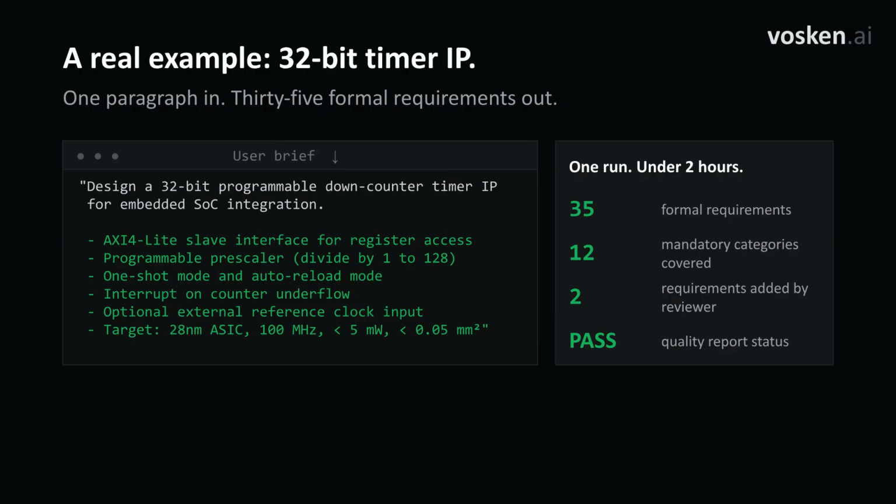For a real 32-bit timer IP example, one paragraph of user brief resulted in 35 formal requirements in under 2 hours. The review agent automatically added 2 requirements missing from the original brief.